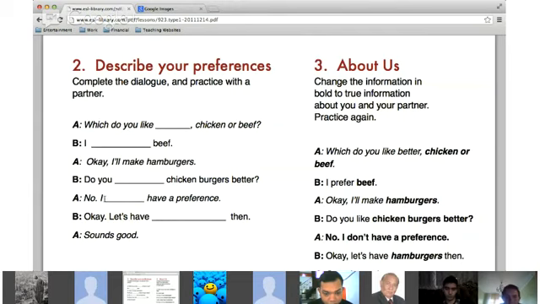All right, excellent. Okay, so, no, I don't have a preference. How else, class, can we say I don't have a preference? Because this is a very long way to say it, and it's very formal.